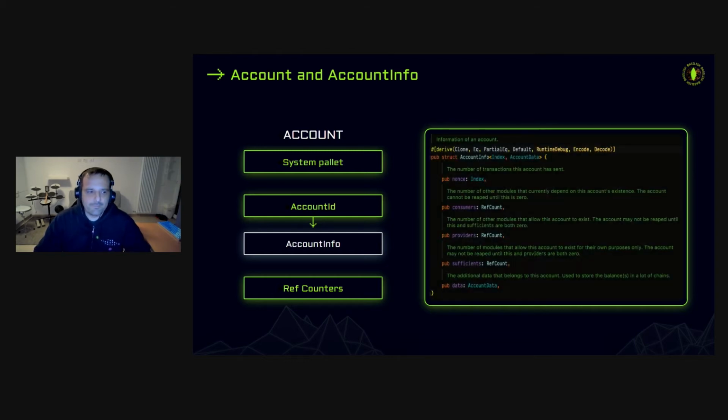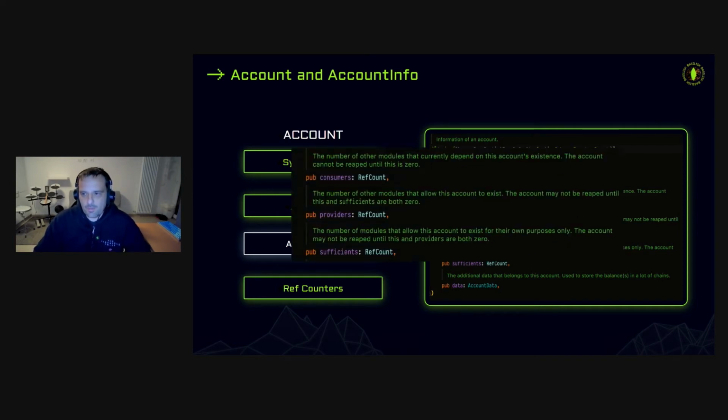This is how it looks. At the moment, we are not interested in nonce or data, so we ignore those. But we can see there are three counters: consumers, providers, and sufficients. These counters are basically the deciding factors about your account on a chain. If all three of them are equal to 0, your account can be reaped, can be gone, dead, deactivated, however you want to put it.